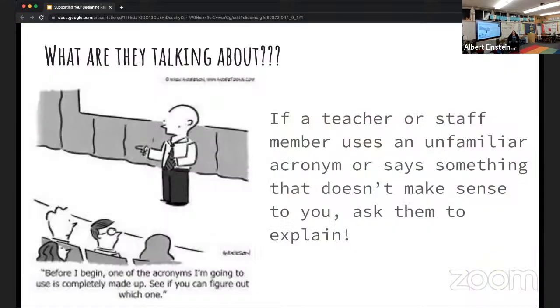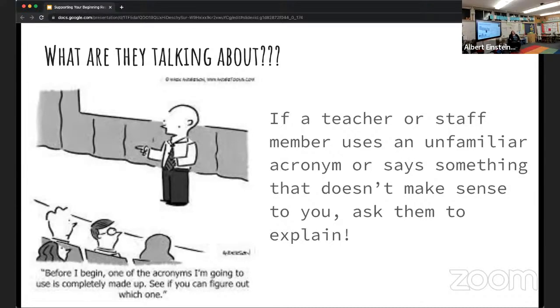So I found this cartoon today and it cracked me up. In education, we love acronyms. We like to make initials for everything. So some of you may have heard about our SST meetings, which stand for Student Study Team or Student Success Team. But in education, we have initials for everything, acronyms. The cartoon says, before I begin, one of the acronyms I'm going to use is completely made up. See if you can figure out which one.